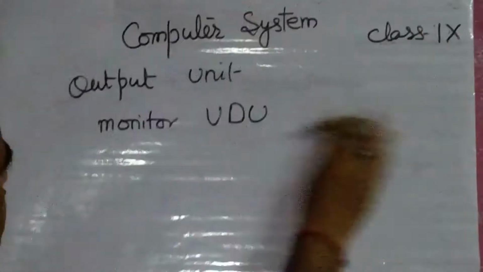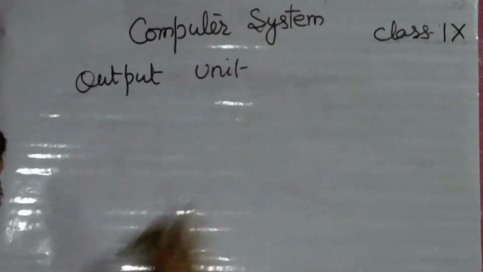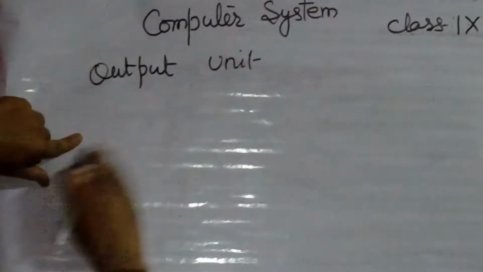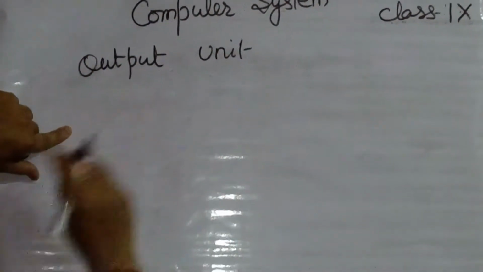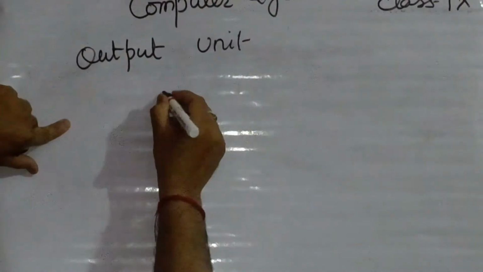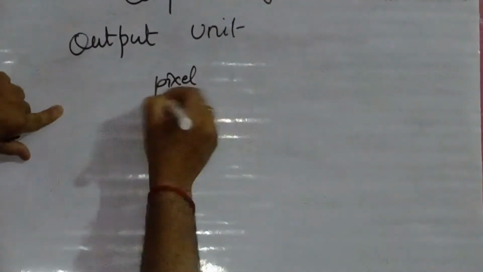Now the main thing used to represent information on output devices, on the monitor, is the pixel. Pixel is just a dot on the monitor. From the combination of dots or pixels, anything becomes visible on the screen of the monitor.